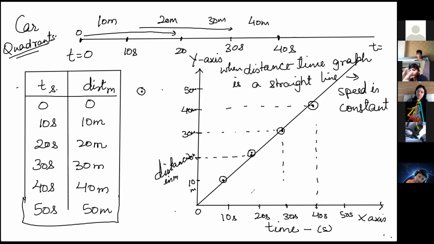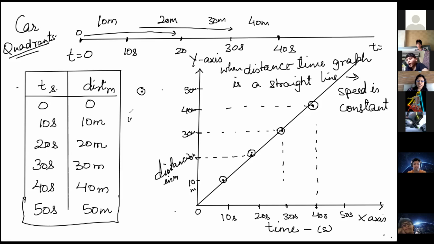Now, how to find out? From here, calculation also, if you see, each part, distance divided by time. So 10 by 10, what is it? 1 meter per second. Here it is 20 by 20, again 1 meter per second. Here it is 30 by 30, 1 meter per second. 40 by 40, 1 meter per second. That means you can see calculation wise also speed is constant. So what is the value of speed? 1 meter per second.